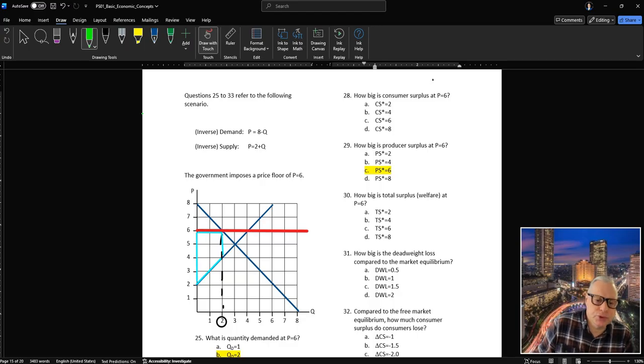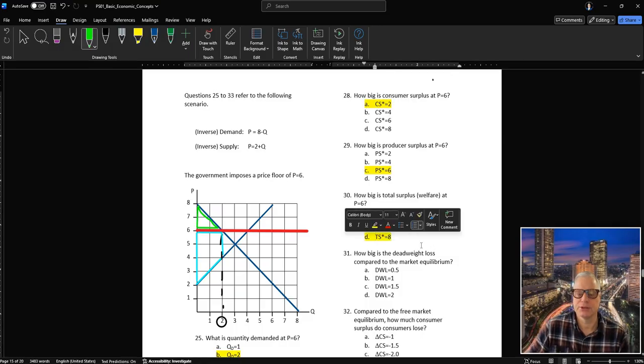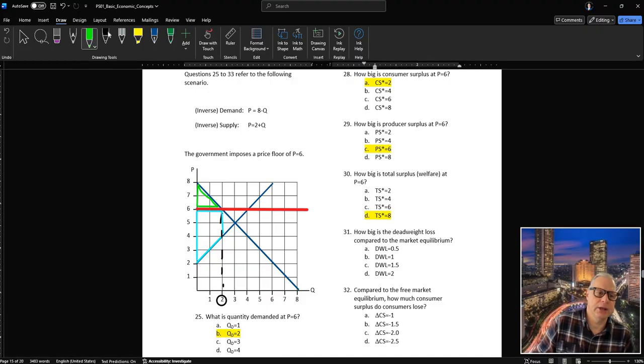And producer surplus is obviously this area here, which is 2. So total welfare is 2 plus 6, which is 8, or total surplus. So now what is the deadweight loss?